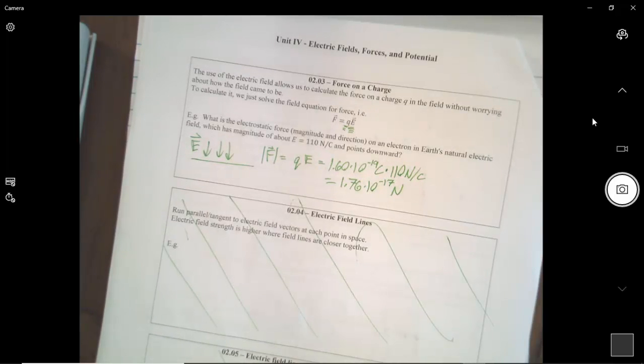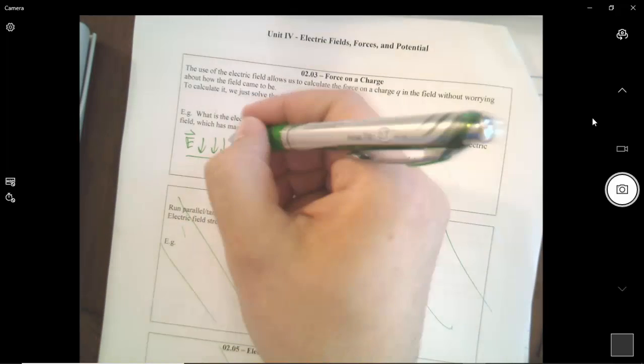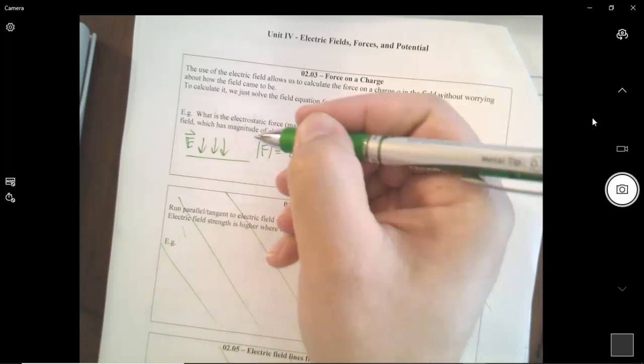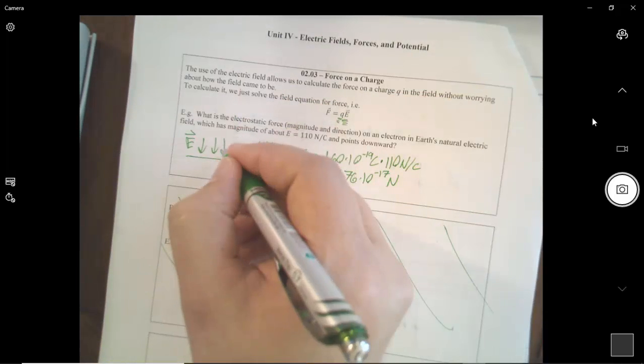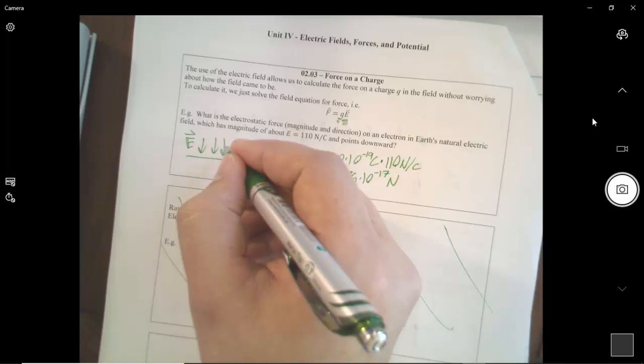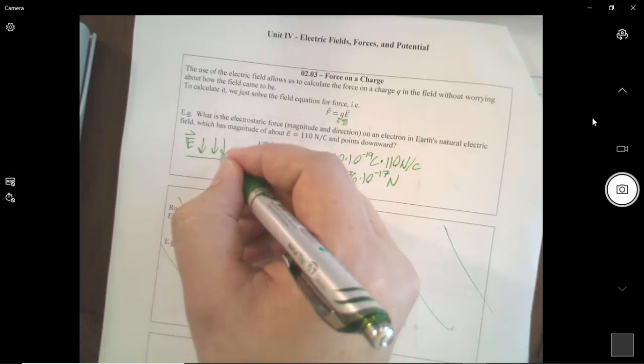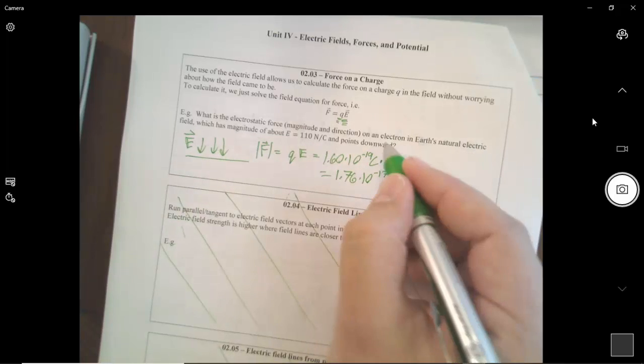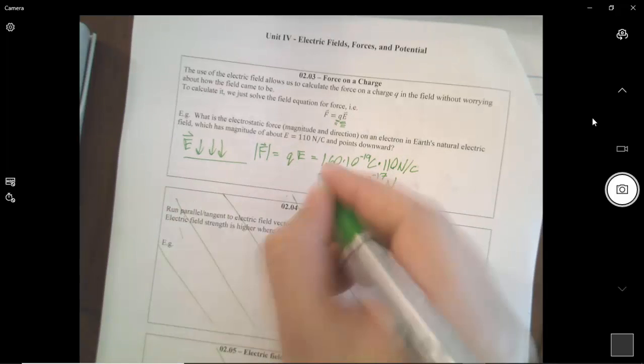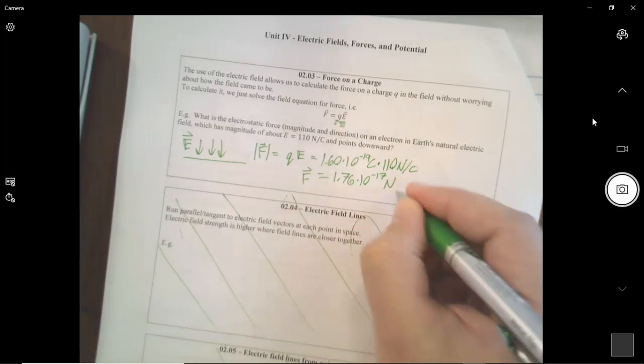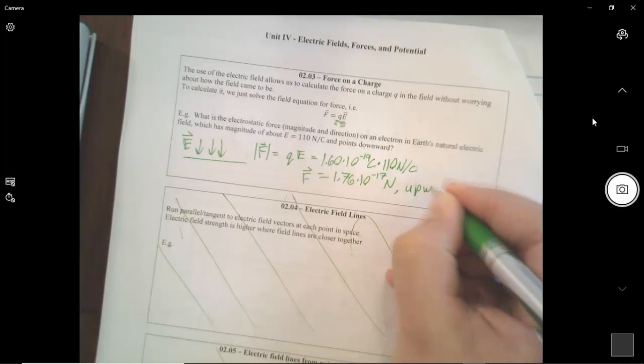And then the last thing is to figure out what direction it's going, right? Well, the electric field is pointing downward, but that is the direction the force would be on a positive test charge. The electron, of course, is a negative charge, so the force is going to be upward on an electron.